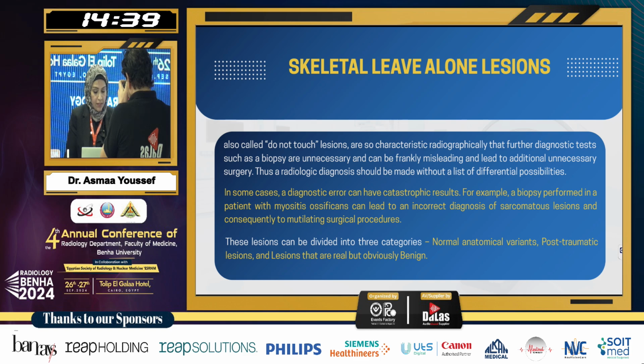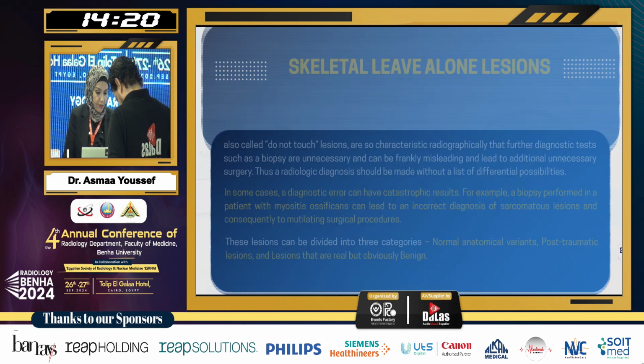In some cases, a diagnostic error can have a catastrophic result. For example, biopsy performed in patients with myositis ossificans can lead to incorrect diagnosis of sarcomatous lesion and consequently to mutilating surgical procedure. These lesions can be divided into three main categories: normal anatomical variant, post-traumatic lesions, and lesions that are real but obviously benign.